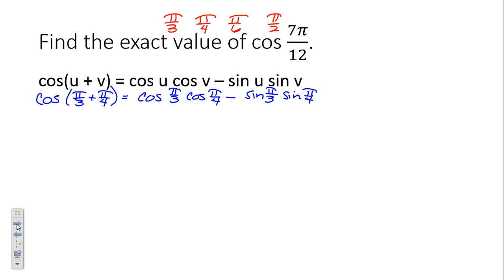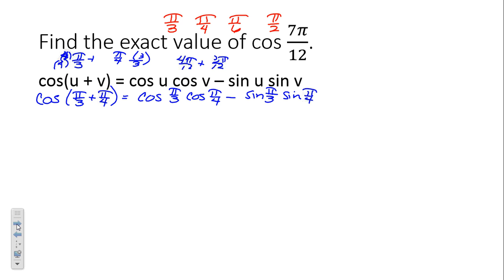Okay, we had pi over 3. If I add pi over 4, if I get a common denominator, I have to multiply by 4 over 4 in this case, and 3 in this case. 4 pi over 12 and 3 pi over 12 gets me 7 pi over 12.